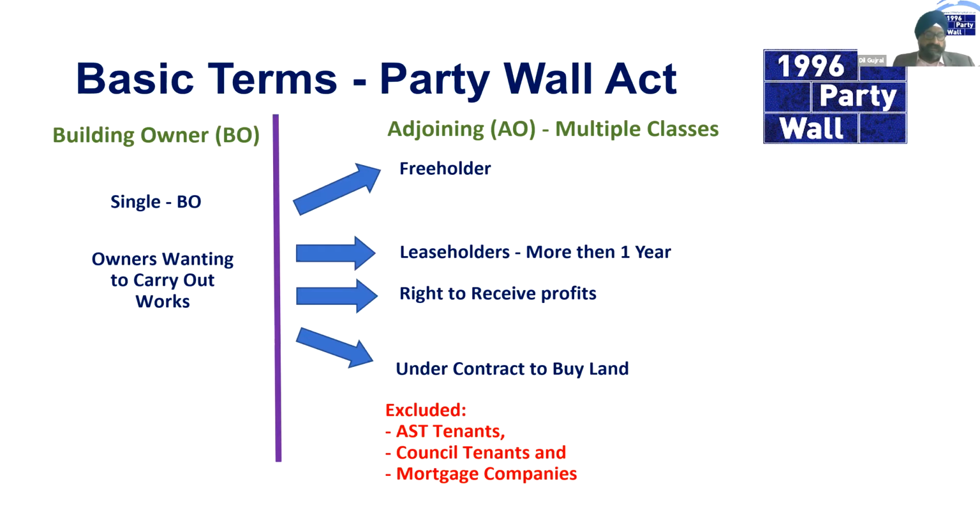Now, the groups that are excluded are short hold tenancies, and I know there's talk of extending short hold tenancies to three years or something. Not sure how that's going to pan out, but we'll have some guidance when we get there. Council tenants aren't notifiable, so where you've got a property with council tenants, the tenants aren't notifiable. Obviously, the council as the freeholder is notifiable, and mortgage companies aren't notifiable owners.